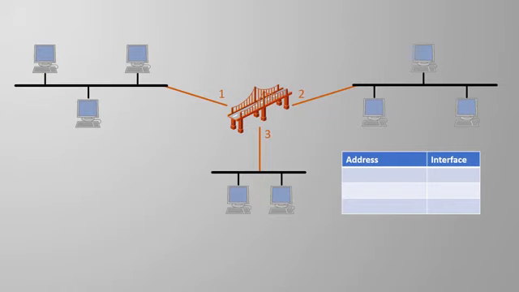It needs to learn them. So let's just imagine that the bridge in this diagram here has just been turned on. Right now, there are no entries in the MAC table. So a device sends out a frame and it arrives at the bridge. The bridge does a MAC lookup on both the source and the destination MAC addresses, and it finds that neither are in its table yet.